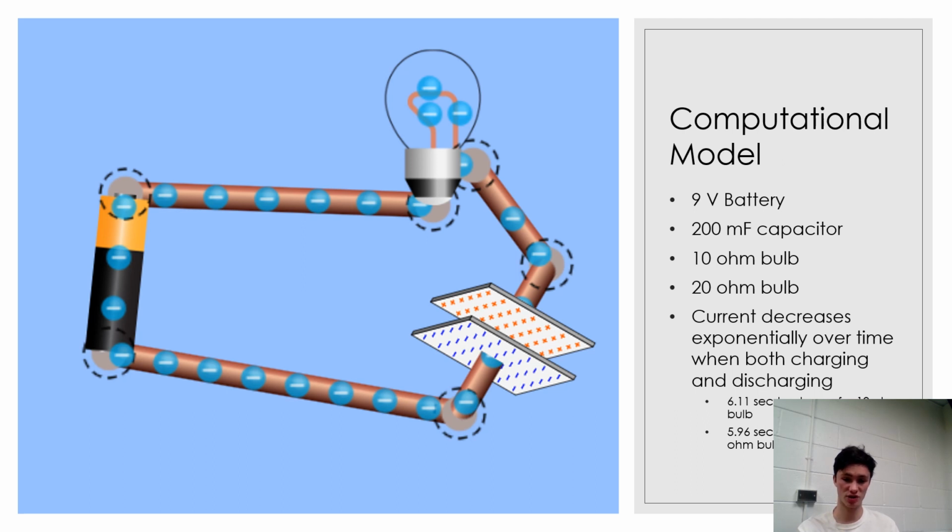So for the second computational model, with the capacitor, the battery and the light bulb, we used a 9-volt battery, a 200 millifarad capacitor, a 10 ohm bulb for this setup, and a 20 ohm bulb for another setup. Using this setup, we discovered that current decreases exponentially over time, both when the capacitor is charging and when the battery is removed and the capacitor is allowed to discharge. The exact time we found that it took for the capacitor to charge was 6.11 seconds. The exact time we found for the capacitor to discharge was 5.96 seconds.